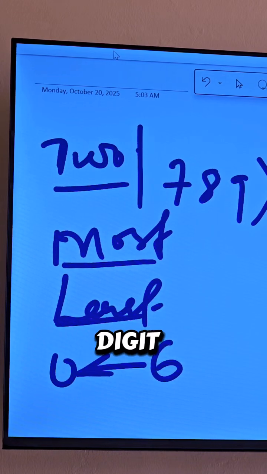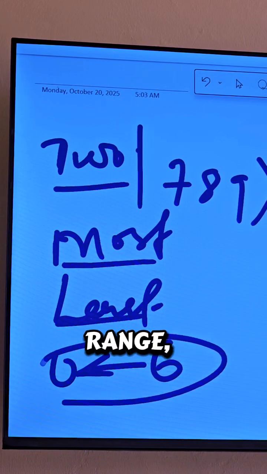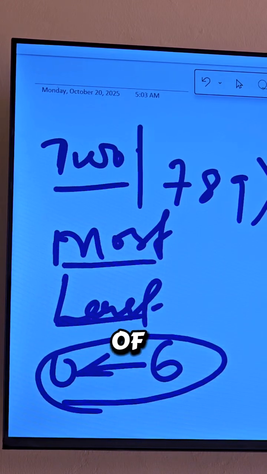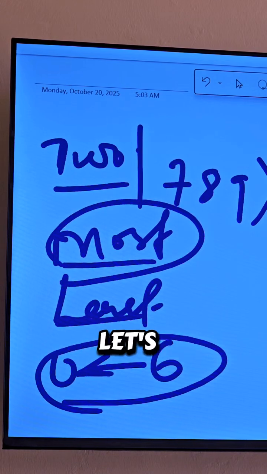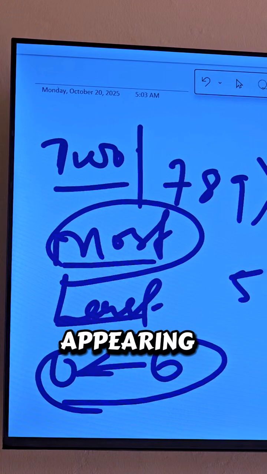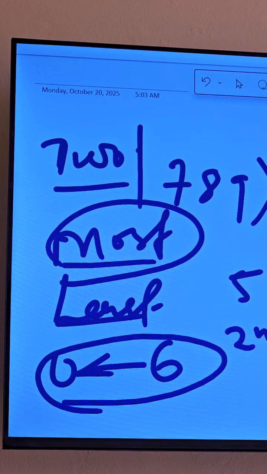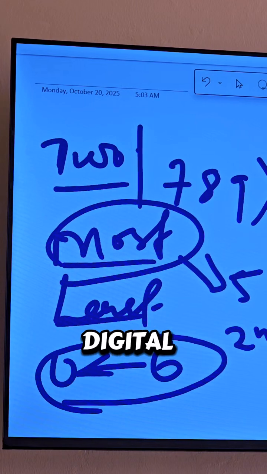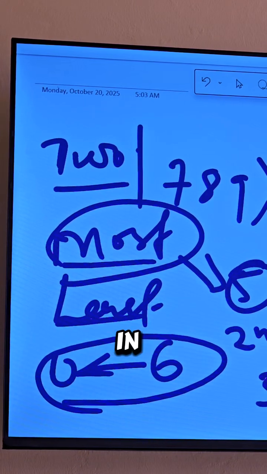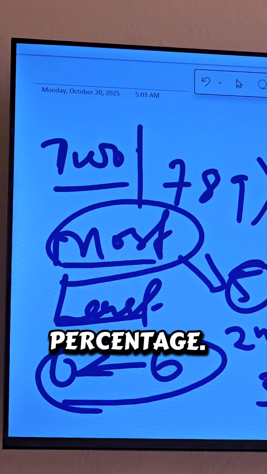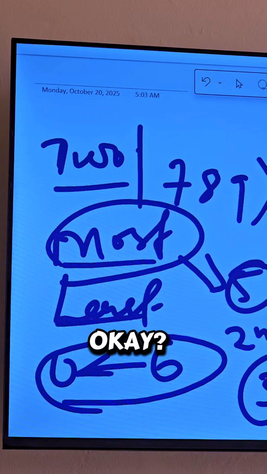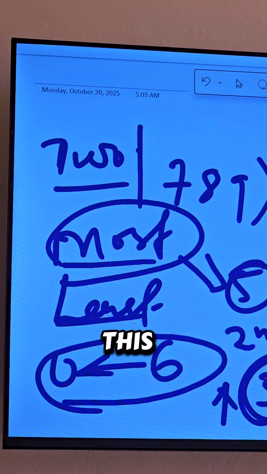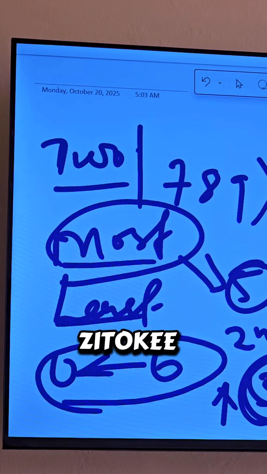Now that digit must also be in this range, that is 6 and below, because at the end of the day, for example, let's assume the most appearing was on 5 and the second most appearing was on digit, let's say, 3. So if this one declines in power, or decreases in percentage, definitely this one will be gaining, okay? And in the process of gaining, there will be a high probability that this digit will appear a lot on the chart, and that is our wish, because we want them to appear a lot for us to be on the safe side, okay?